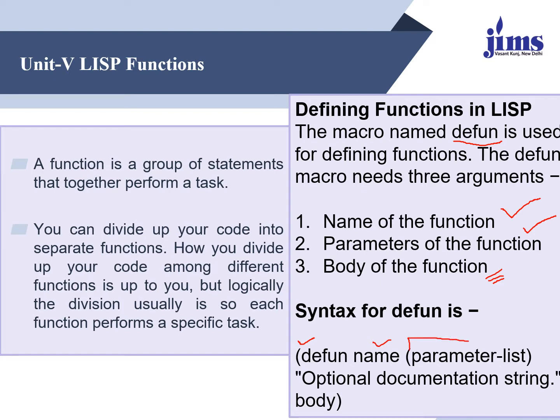Then within parentheses, the list of parameters will be coming. And after that, you can have an optional documentation string also, which will define what the function will be doing, and then the statements which come within the body part. This main parenthesis will get closed over here. So this is the syntax of the defun macro which is used to define a function. Now we'll see further on how we will do this.